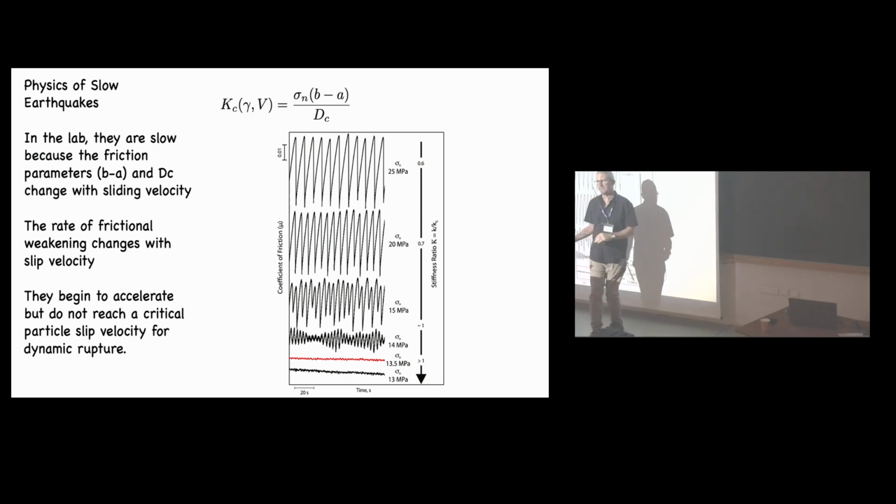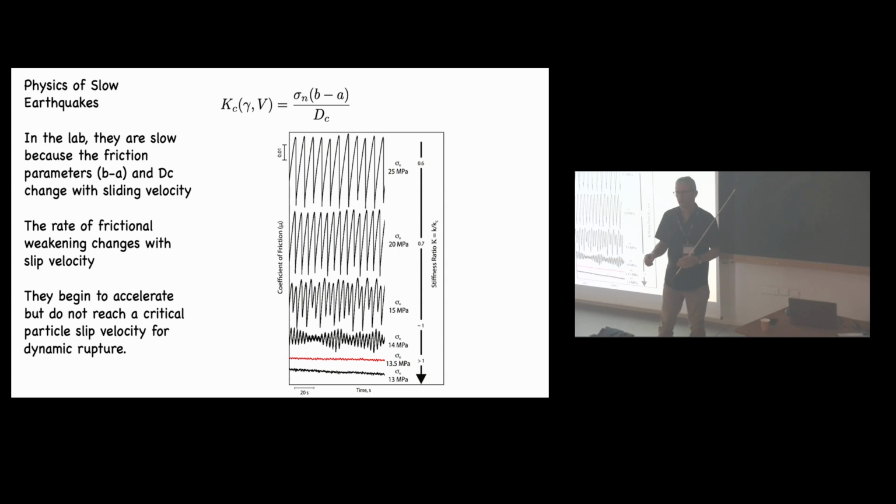Really what happens in these slow earthquakes in the lab is that they begin to accelerate and then they lose the necessary condition to be unstable. They start to strengthen. They don't have to transition from velocity weakening to velocity strengthening. You simply have to transition from velocity weakening to less velocity weakening, and that's what will happen.